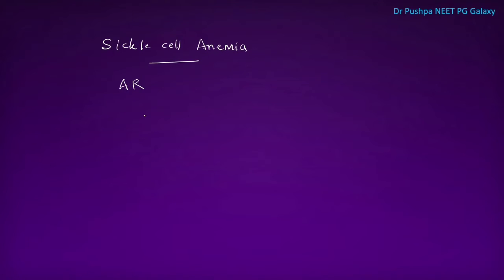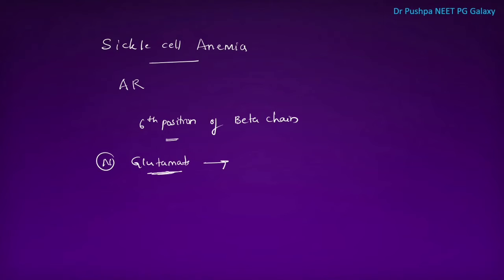In this, there is a point mutation at the 6th position of the beta chain. Normally, glutamate is present at the 6th position of the beta chain, whereas in sickle cell anemia, this glutamate is replaced by valine. So, in sickle cell anemia, valine is present at the 6th position of the beta chain, and there is formation of HbS.